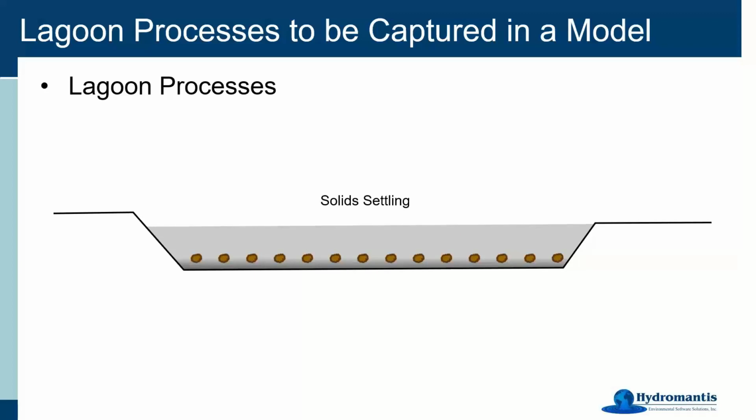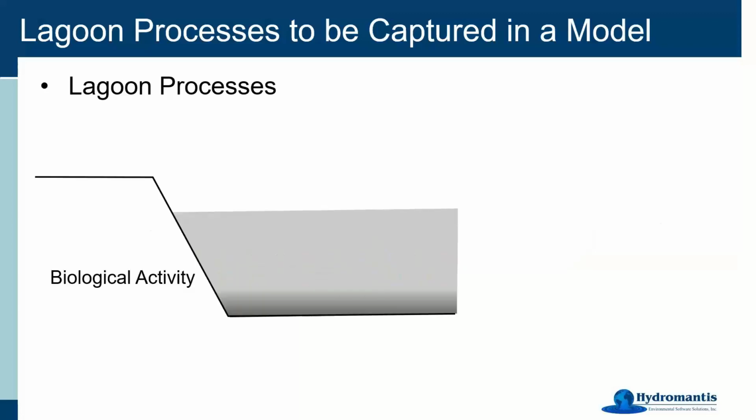As I mentioned earlier, we want to make sure that the mass balance is captured properly as well. And then lastly, of course, we have the biological activity. And this is where specifying how you are going to divide up your lagoon into reactors becomes relevant. Now, what we want to do, of course, is figure out what part of the lagoon is going to be in each kind of condition.